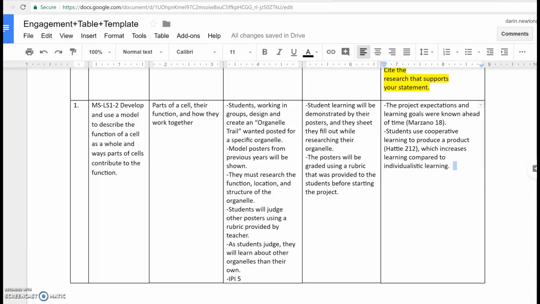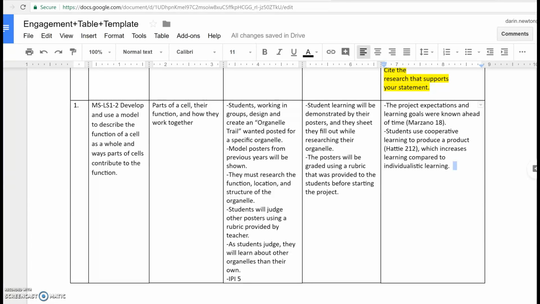And this would be IPI level 5. So there's pretty good student involvement and engagement in this project. Student learning will be demonstrated by their posters and the sheet they fill out while they're researching their posters. The posters will be graded using a rubric that was provided to the students before starting the project.